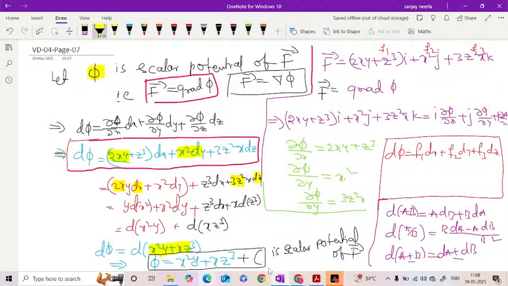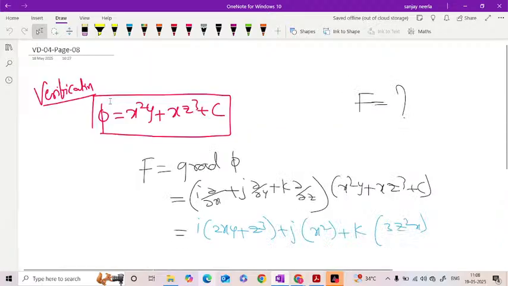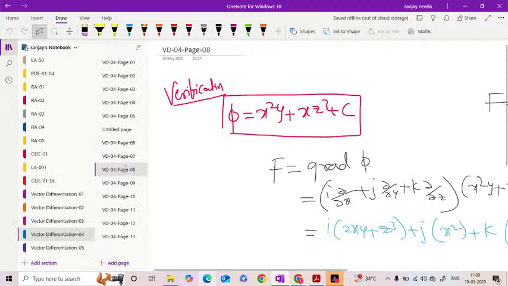Okay, and you can easily verify. So how can you verify? Already we know that f is equal to gradient of pi. Already we have the pi and f. Just substitute the pi in this one. So pi is equal to x square y plus x z cube plus c, and just calculate the gradient of pi. We will get f. Now f is equal to i into (2xy plus z cube) plus j into x square plus k into 3z square x is the result. Like that you can easily verify.